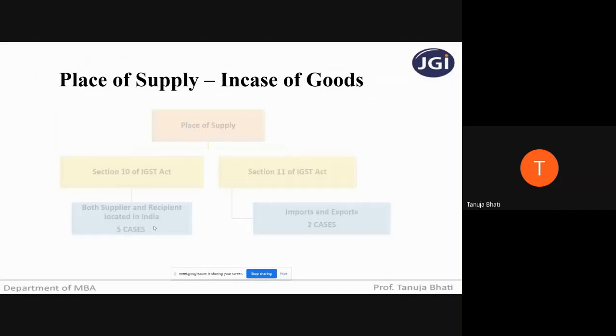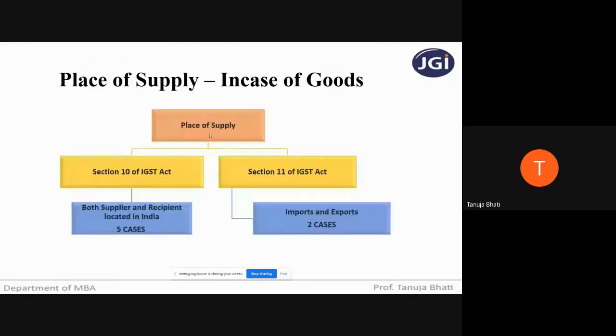So place of supply is divided into, I'm just talking in respect of goods students, section 10 of IGST Act and section 11 of IGST Act. So under section 10, both supplier and recipient are located in India. We have 5 cases to identify the place of supply. And section 11 is in case of imports or exports, in which we have only 2 cases. Now, imports and exports means either the supplier is outside India or the recipient is outside India.